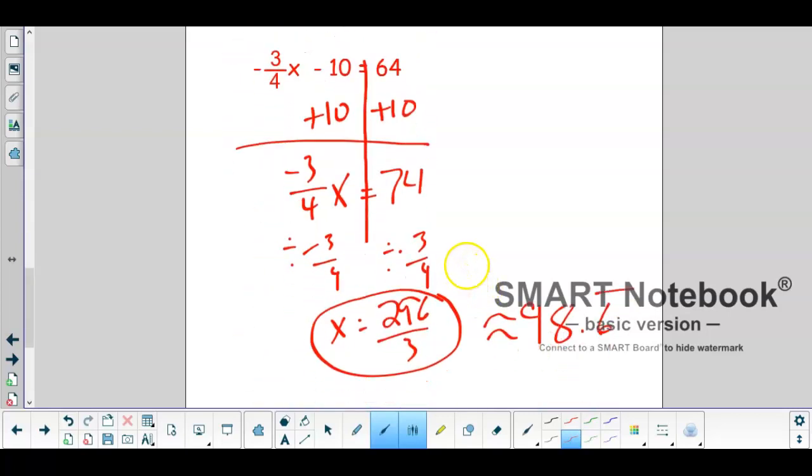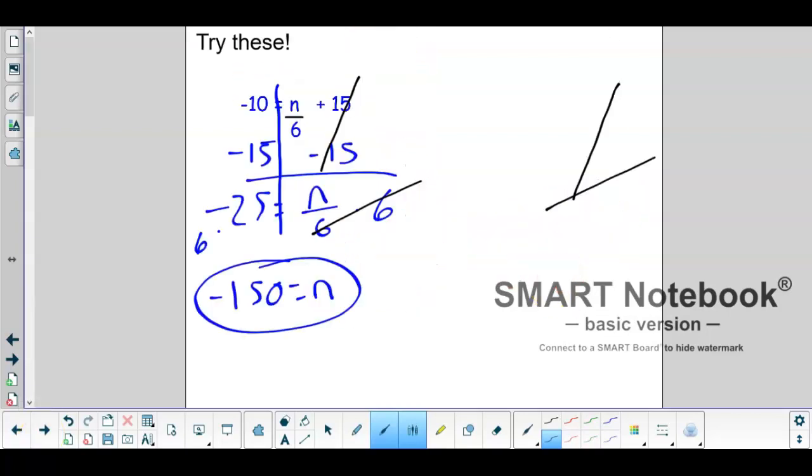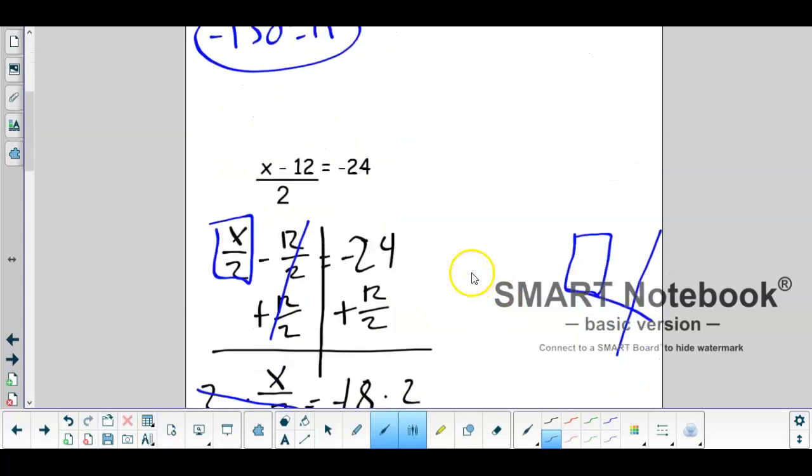And the final example here, the one with the fractions, again, this one was already set up for me. All I had to do was begin by doing my inverse of minus 10. The opposite of subtracting 10 would be to add 10 to both sides. 64 plus 10 is 74. That's what negative 3/4 times x equals. Since my opposite of multiplying by negative 3/4 would be to divide each side by negative 3/4. And 74 divided by negative 3/4, you would have gotten one of two answers. Either you would have gotten this big fraction, 296 over 3, or if you left it as a decimal, it's about 98.6 repeating.